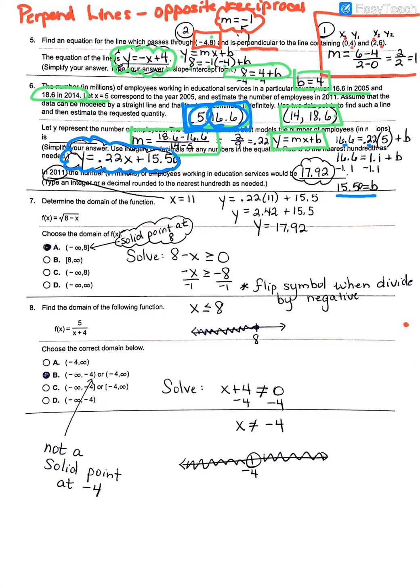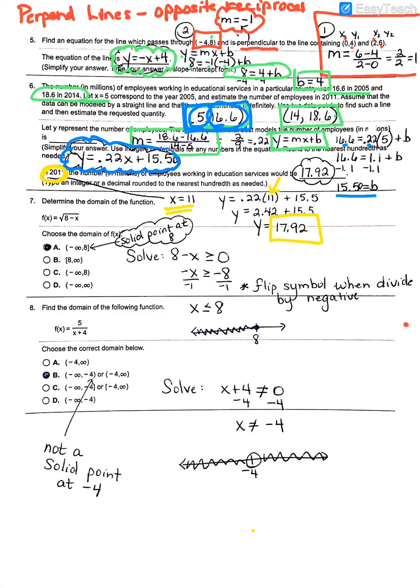And then they asked me a second question. They asked me about the year 2011. So if we're talking about 2011, x would have to be equal to 11. So using the equation that I just found, I'm plugging that x value in, simply getting on a calculator to punch it out, and I get a y value that would give me 17.92 million.